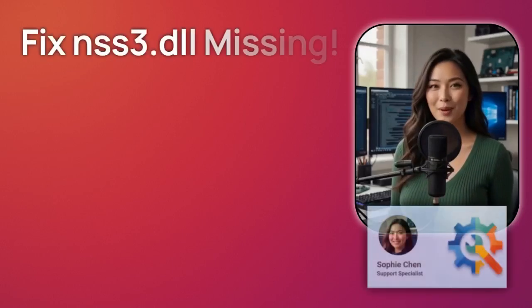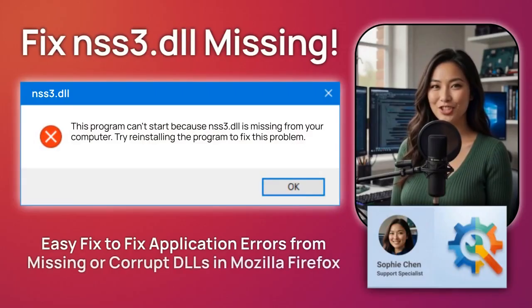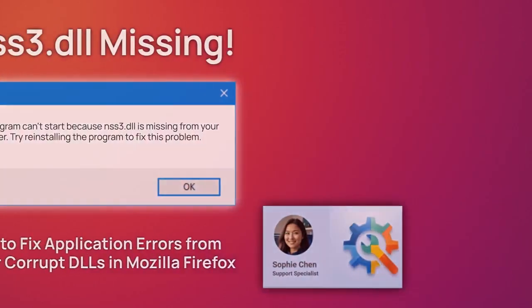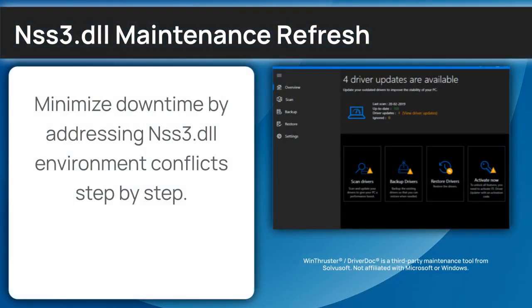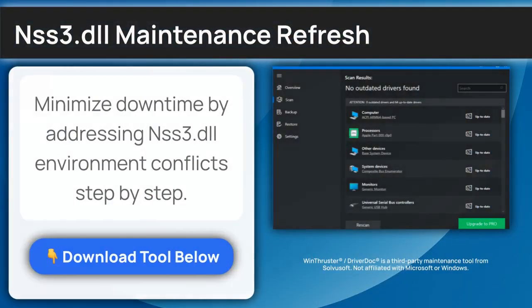Did a software update break the nss3.dll? I'm Sophie Chen, a Windows System Specialist. Let's fix the library mismatch and get Mozilla Firefox running again. Avoid long manual edits for NSS3 by using the suggested repair utility in the description.